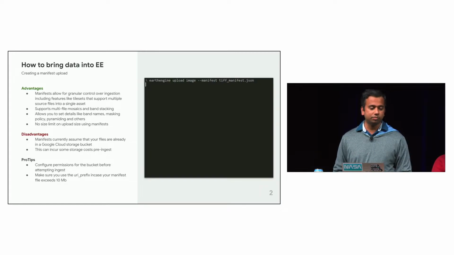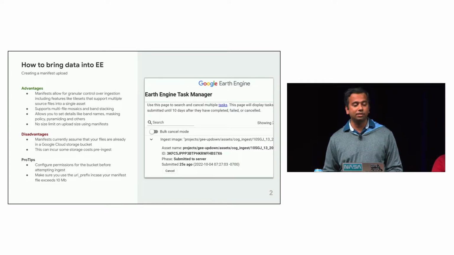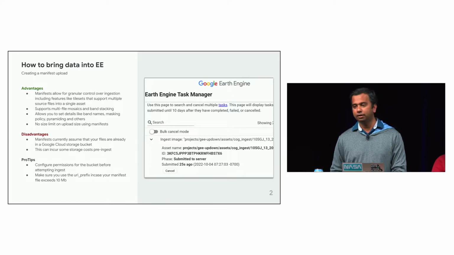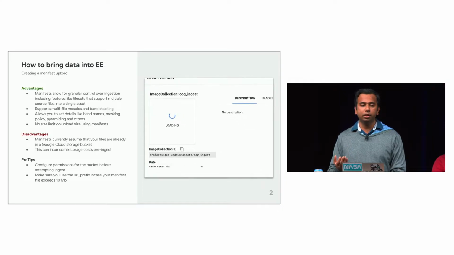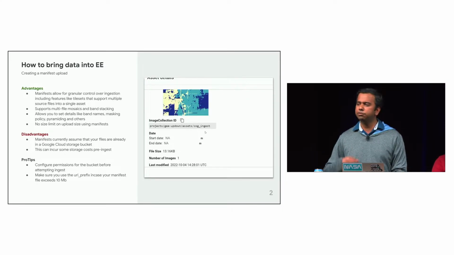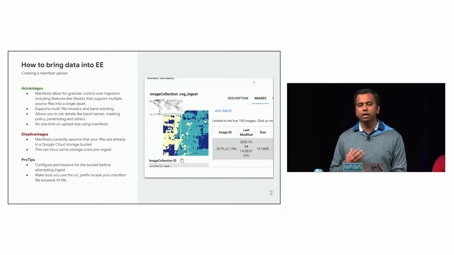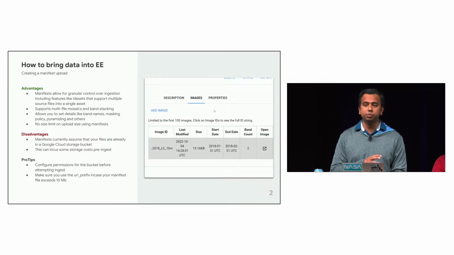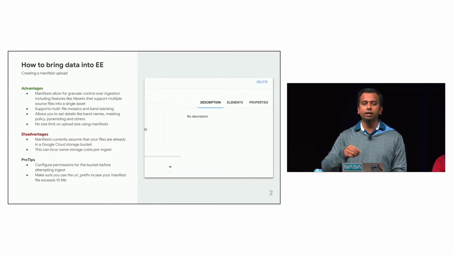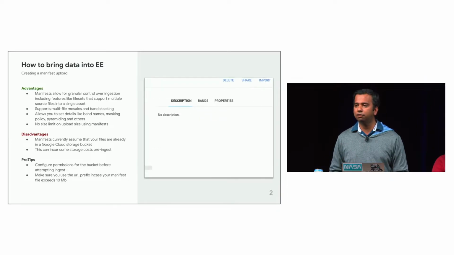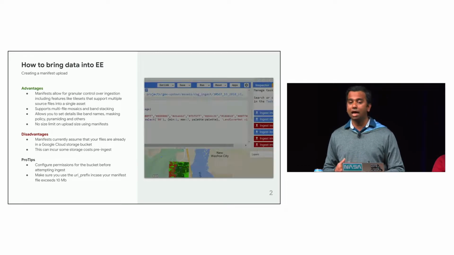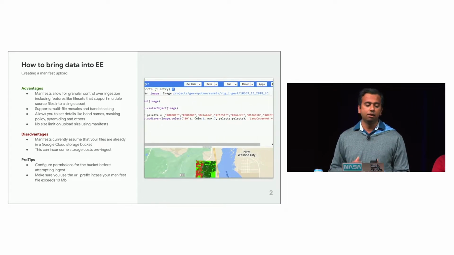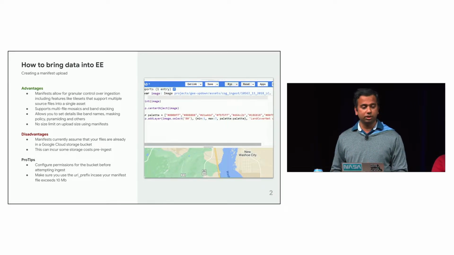So disadvantages: manifest currently assumes that the files are already in the Google Cloud Storage bucket. If you have a local file and you're uploading it using the code editor, it was very easy because you didn't have to put it in a Google Cloud Storage bucket and get the URI. It's already handled for you. In this case, this is useful for people who have a Google Cloud Storage bucket and want to ingest using that mechanism.